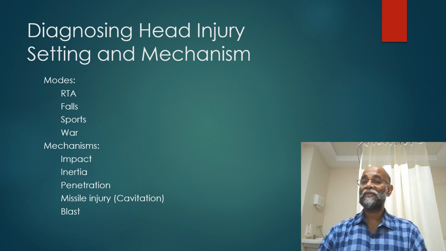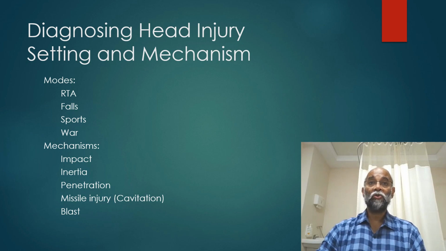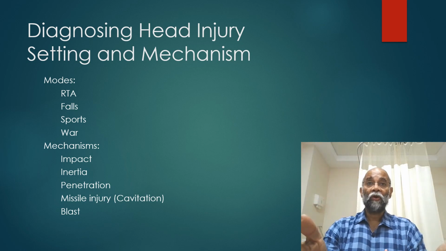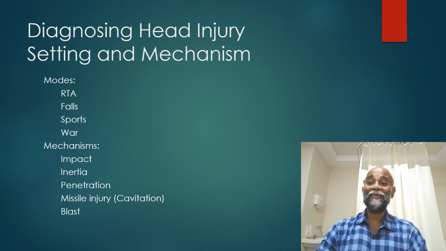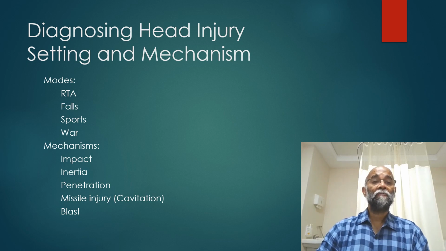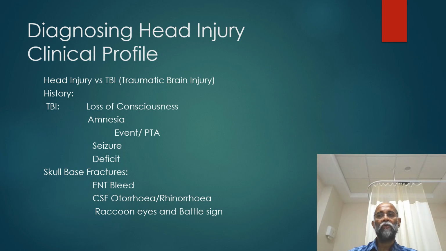Skull penetration by sharp objects or by missiles produce injury along the track. In high velocity missiles, there is also a zone of injury around the missile tract because of kinetic energy of the bullet. Blast injuries injure the brain by transmission of the blast pressure wave into the cranium. Head injury includes both traumatic brain injury and skull fractures.